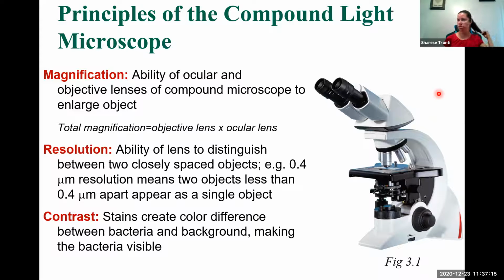Lastly, we have contrast. So contrast is just the ability to see the object in contrast to the background. And this is helped by staining. So this is why we stain a lot of our specimens, to help increase the contrast of that specimen to the background.